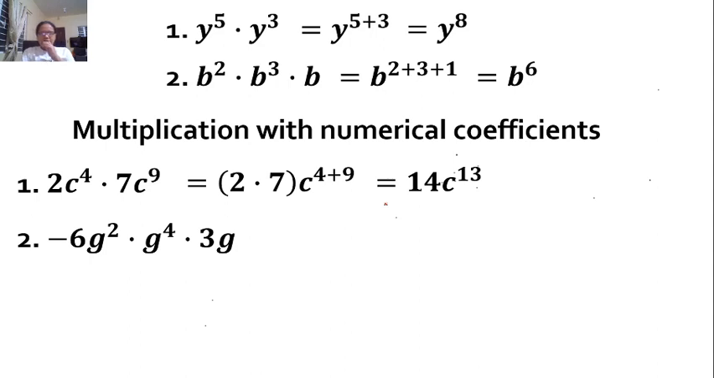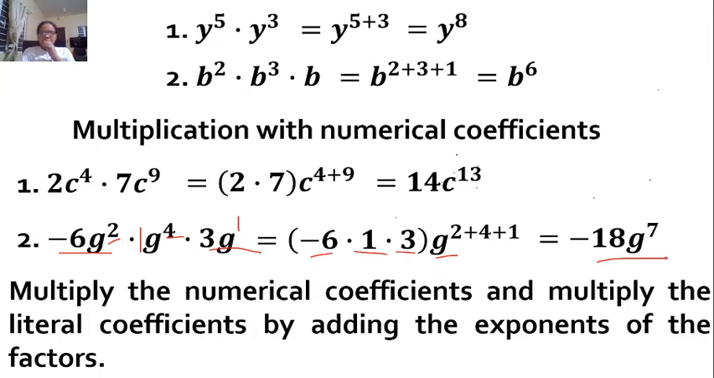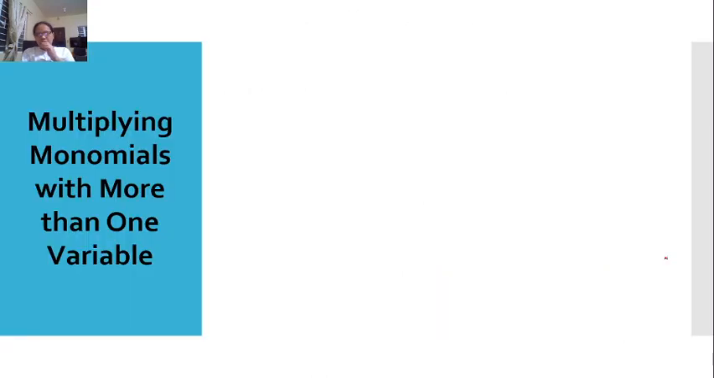If we're given negative 6g squared times g to the fourth times 3g, the numerical coefficient of the first is negative 6. Now there's an invisible 1 here, times 1. And then we have 3 here, times 3. And then add the exponents of g, 2 plus 4, and there's an invisible 1 there, plus 1. So negative 6 times 1 times 3 is negative 18. 2 plus 4 plus 1 is 7. So we got negative 18g raised to 7. So multiply the numerical coefficients and multiply the literal coefficients by adding the exponents of the factors.